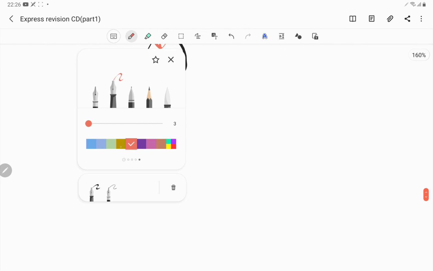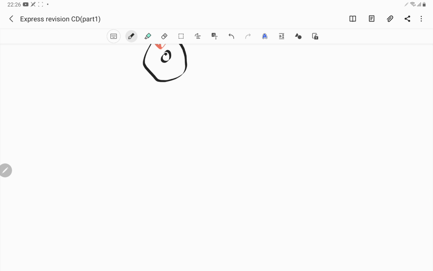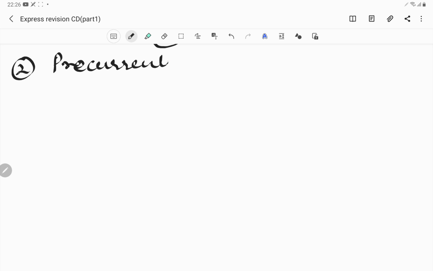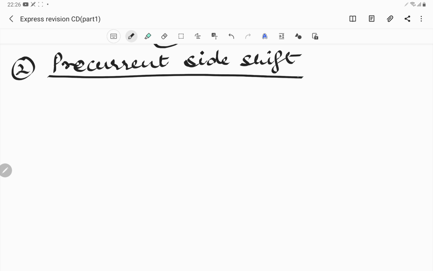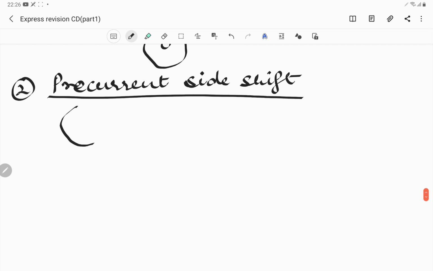The second one we have is the precurrent side shift. So, precurrent side shift is, again, lateral movement. There is going to be rapid lateral movement and then lateral movement which is slow, which is less rapid.